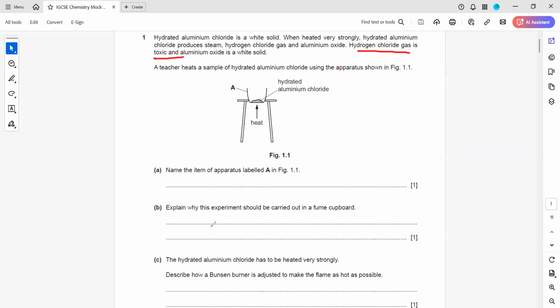Hydrogen chloride is toxic. So why should this experiment be carried out in a fume cupboard? Whenever a reaction is releasing any toxic gas or toxic fumes, we always prefer the use of a fume cupboard. So from the experiment, you can identify whether you have to use a fume cupboard or not. And whenever you see any toxic substances released, you should always prefer the use of a fume cupboard.